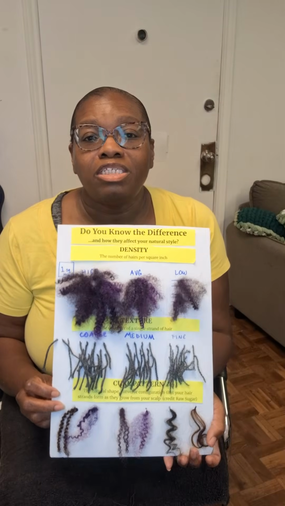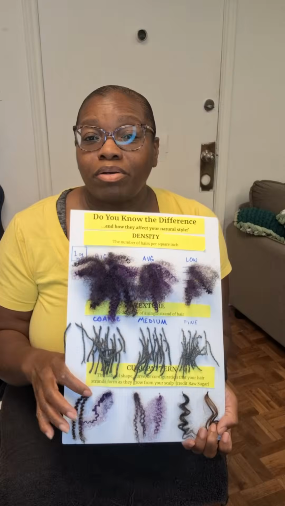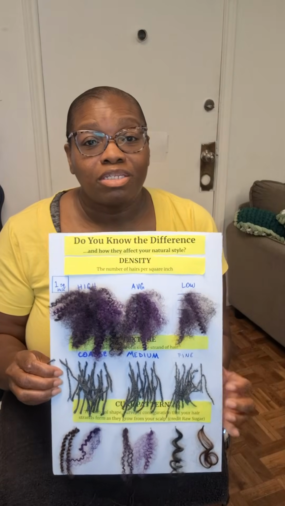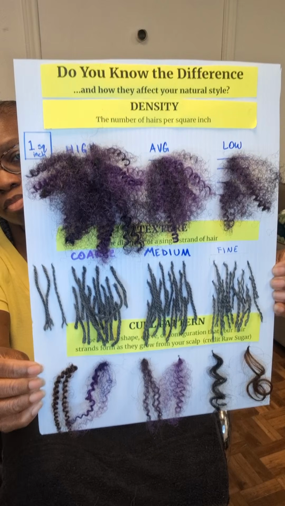I created this visual aid to help us understand these basic concepts of density, texture, and curl pattern. Feel free to screenshot this if you want to keep up with this visual. Got it? Before we continue, we all have multiple density, texture, curl pattern throughout our head. No one has one solid everything for your whole head.